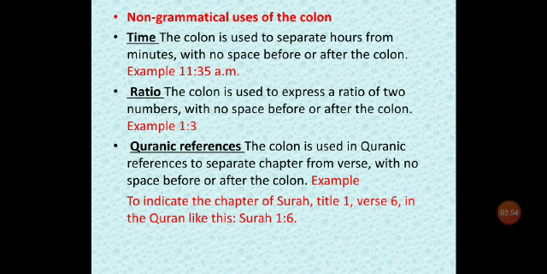Now we'll see what are the non-grammatical uses of the colon. First is time. When you have to write down the time, we use colon. The colon is used to separate hours from minutes with no space before or after the colon. Example is 11:35. It means the time is 35 past 11, and we will write it like this: 11:35.